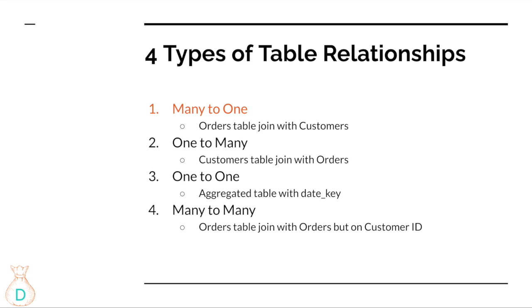And you also have one to many. So one to many would happen if you have the customers table joined with the orders table. And why would you want to do that?